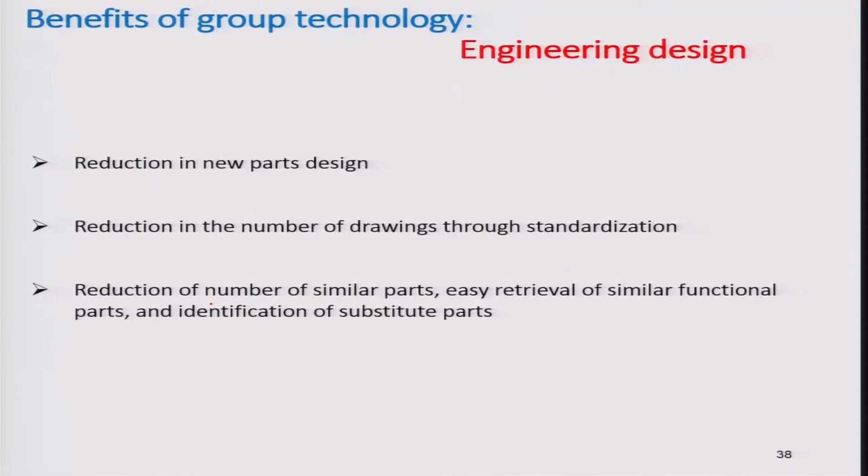Engineering design: if you are employing group technology in engineering design, what will happen? Reduction in new part design, reduction in the number of drawings through standardization, reduction of the number of similar parts, easy retrieval of similar functional parts, and identification of substitute parts. You can also easily change your design, because if you change one part, the rest will remain the same, and only that particular operation will change using group technology techniques.